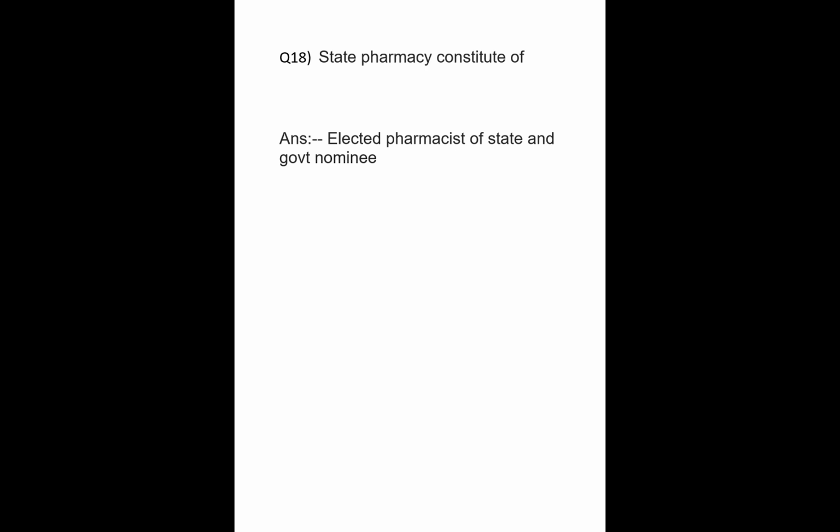The authority made by the central government every 5 years. The correct answer is PCI, the Pharmacy Council of India, which is constituted by the central government for a period of 5 years. Then, the state pharmacy council consists of which members? The correct answer is elected pharmacists of the state and the government nominees. Next question. Governing body of pharmacovigilance. In India, the governing body for pharmacovigilance is CDSCO, the Central Drugs Standard Control Organisation, which is the correct answer. Next question is selective alpha 1 antagonist. The correct answer is prazosin.